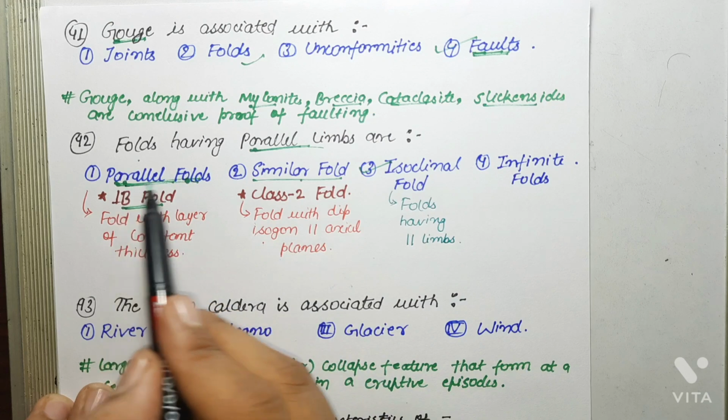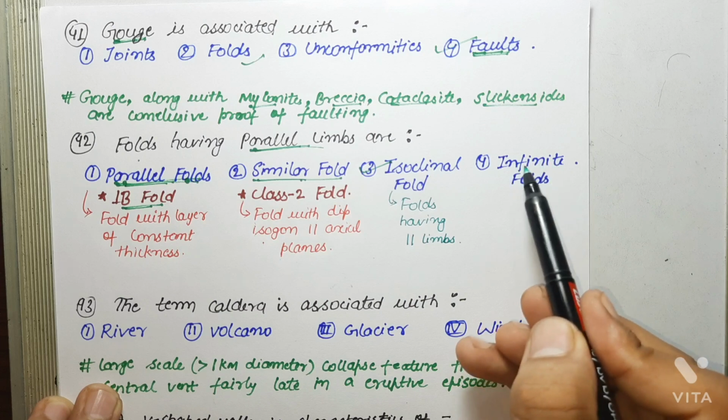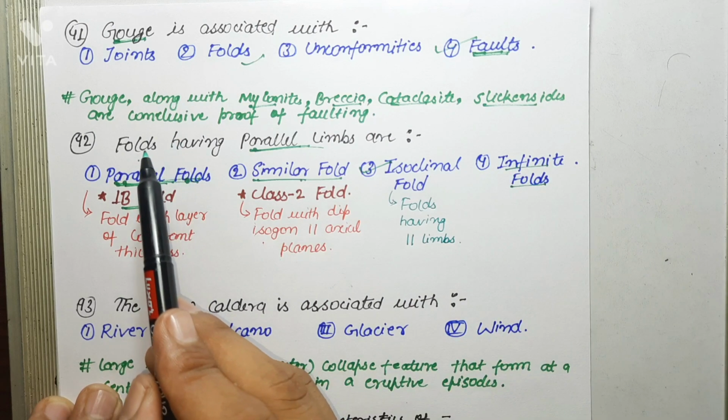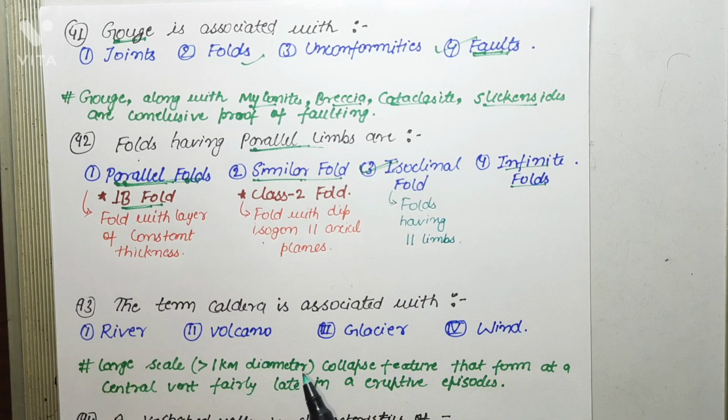So these both belong to the Ramsey classification of fold, in which Ramsey divides folds on the basis of dip isogon. And please comment down below if you know something about this fold, infinite fold. So the correct answer of this question is fold having parallel limbs is isoclinal fold. Let's come to next question.